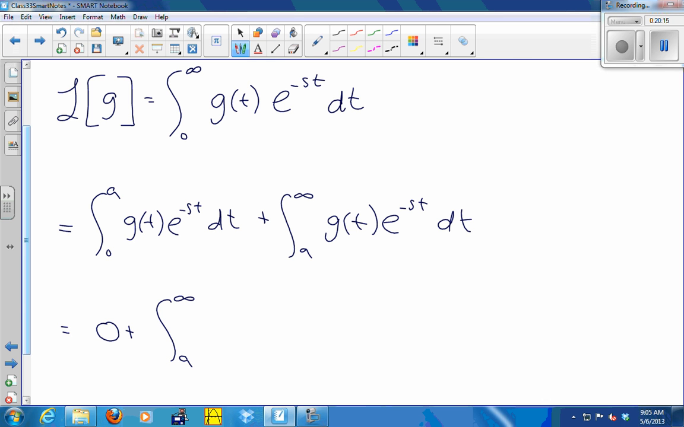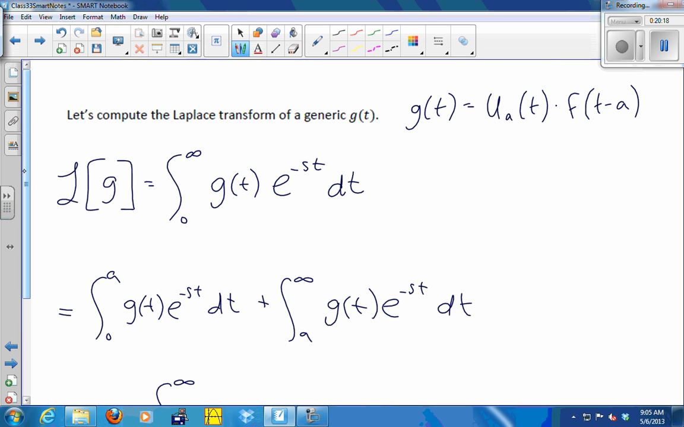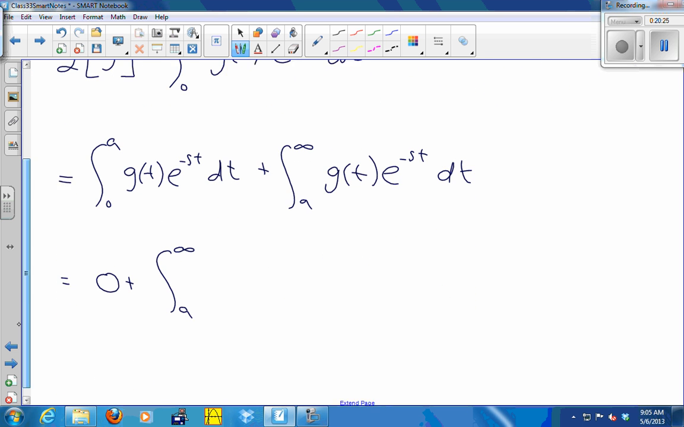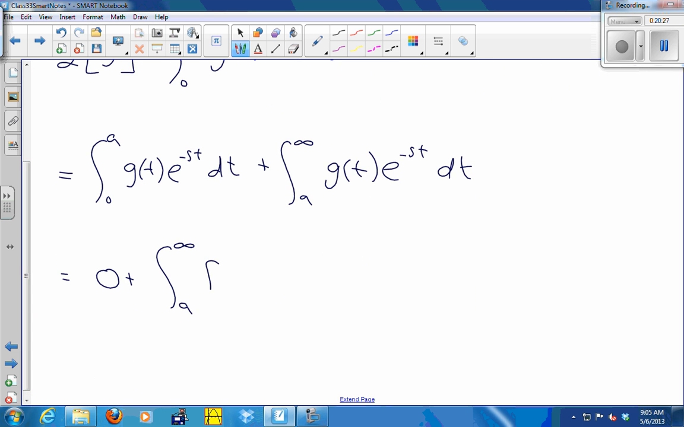All right, and g of t, when t is bigger than a, is just f of t minus a, because u of t is just 1. So instead of g of t, I'm going to write f of t minus a. It's 1 times f of t minus a. All right, so now I have a composition. I'm taking an integral of a composition there. t minus a is the inside function. What technique do you use on integrals that are compositions?